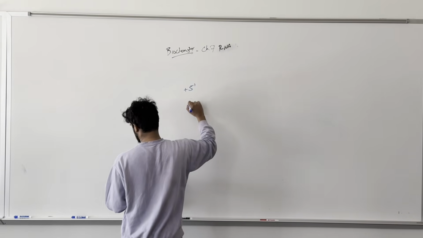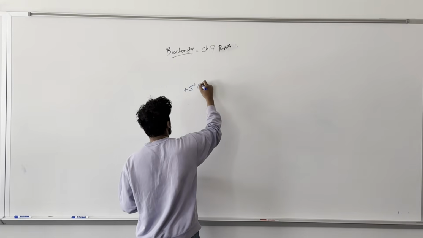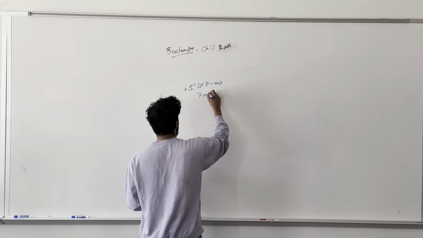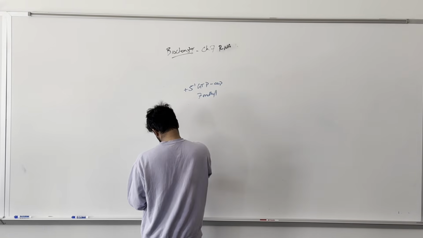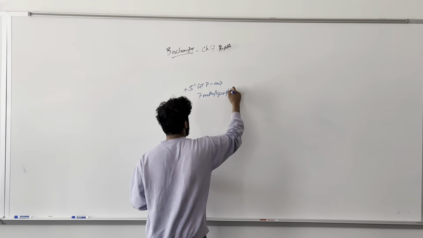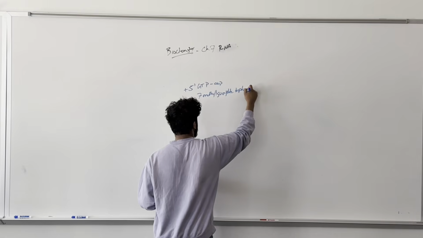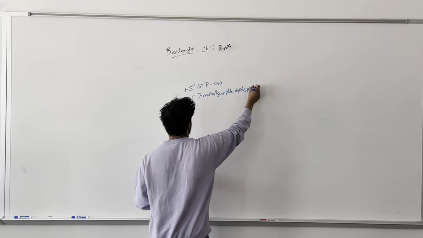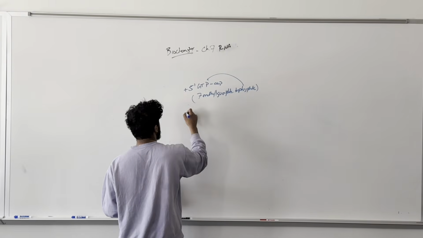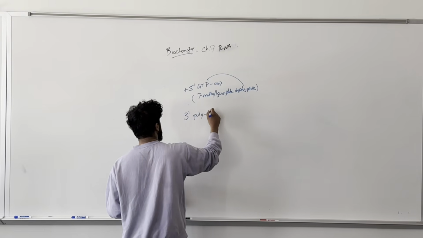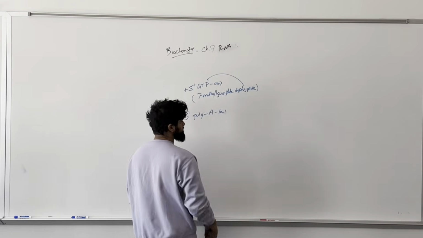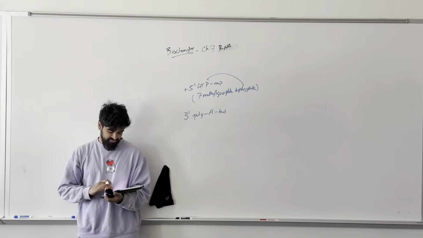You add a 5' GTP cap, more specifically a 7-methyl guanylate triphosphate. For simple terms, just say GTP. And a 3' polyadenosine tail, the 3' poly A tail.